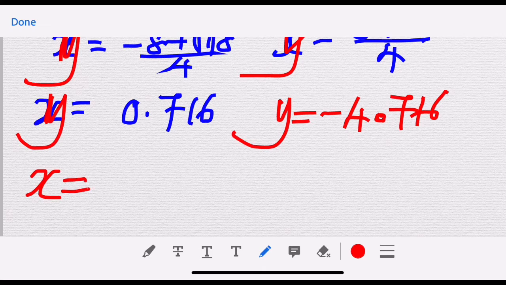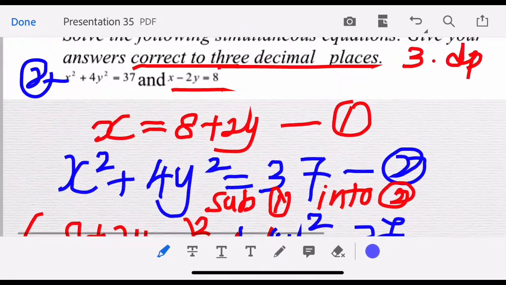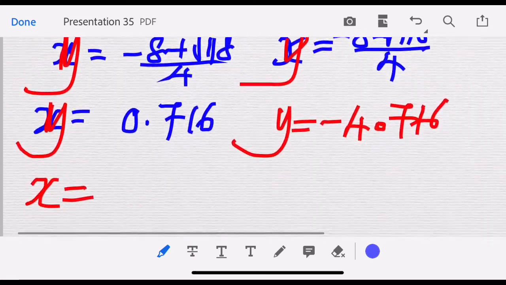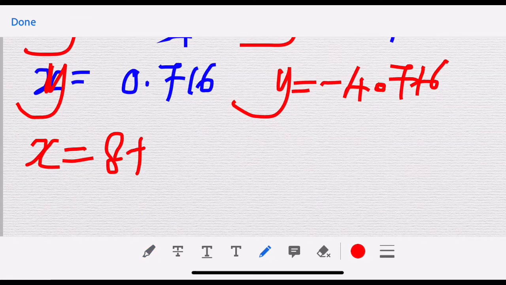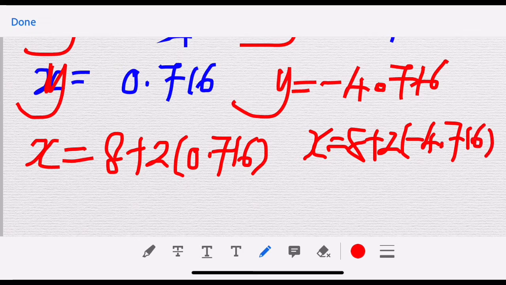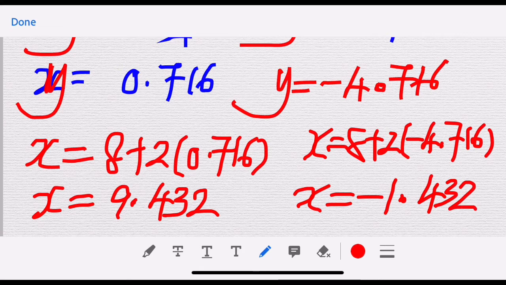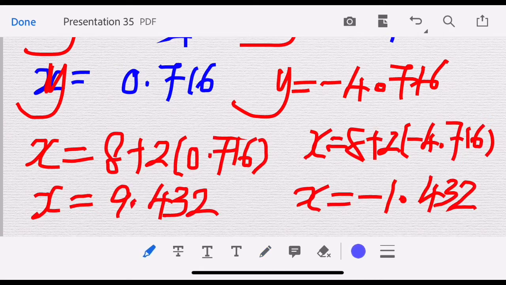The x you need to substitute into the beginning equation. We have x equal to 8 plus 2y. So 8 plus 2 times 0.716, and x equal to 8 plus 2 times negative 4.716, right? Be careful when you do this. Always double check your answer using calculator, then you will get the perfect answer, right? So this is the answer for x and y.